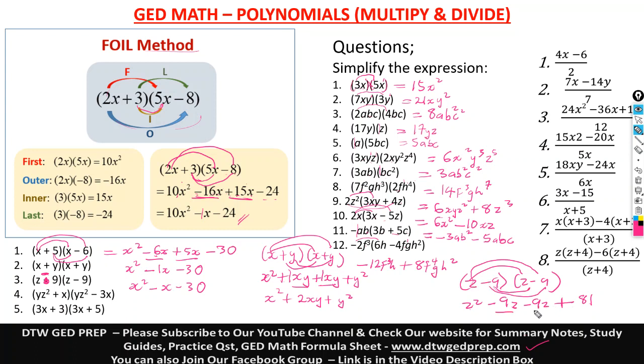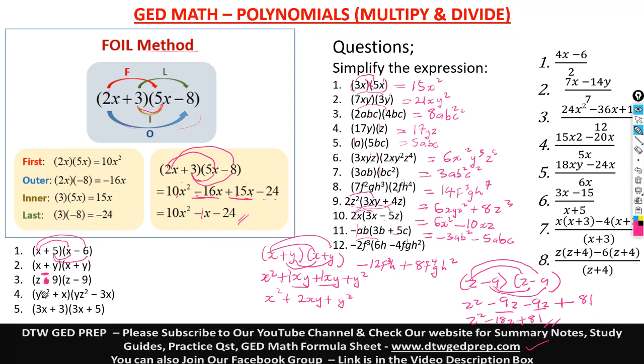So these are two like terms, all right? We can combine them to be one. So we have z squared and negative 9z, negative 9z. When you have two negative numbers, what do you do? You add. So we have 18z, and we take the sign of the bigger number, which is negative. Then plus 81. So this is our final answer. Now, let us do question 4.